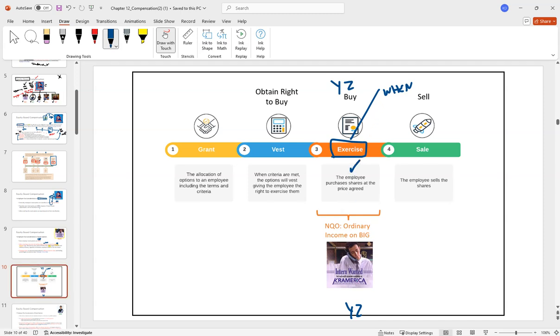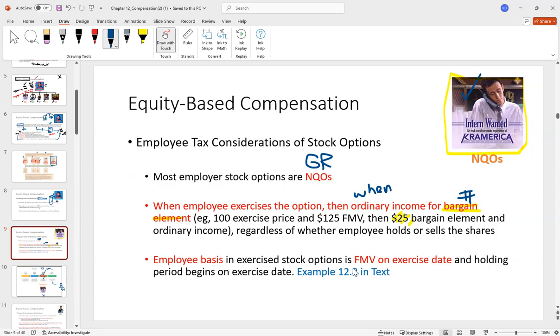I'm going to buy it. If later on he sells it, say 2 years later, he's going to have the amount realized minus adjusted basis gives the gain or loss. Well, what we're going to do here is say, oh, okay, his basis in it is the fair market value on the exercise date, not what he paid.